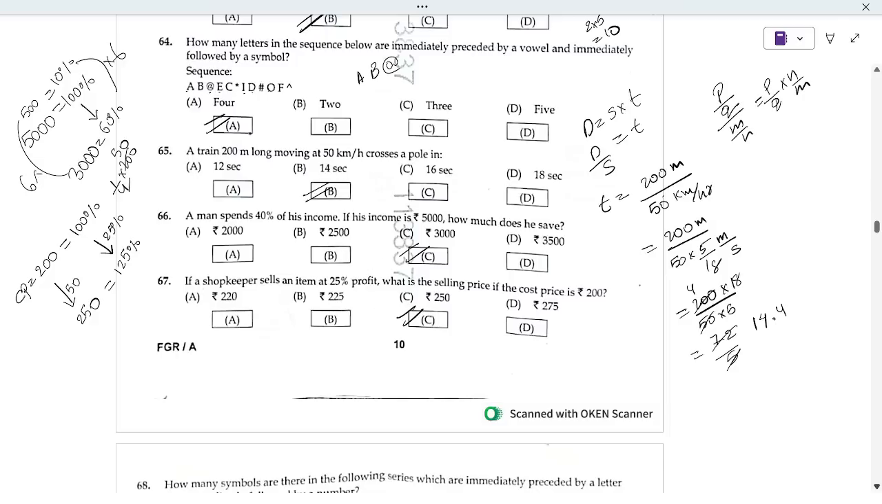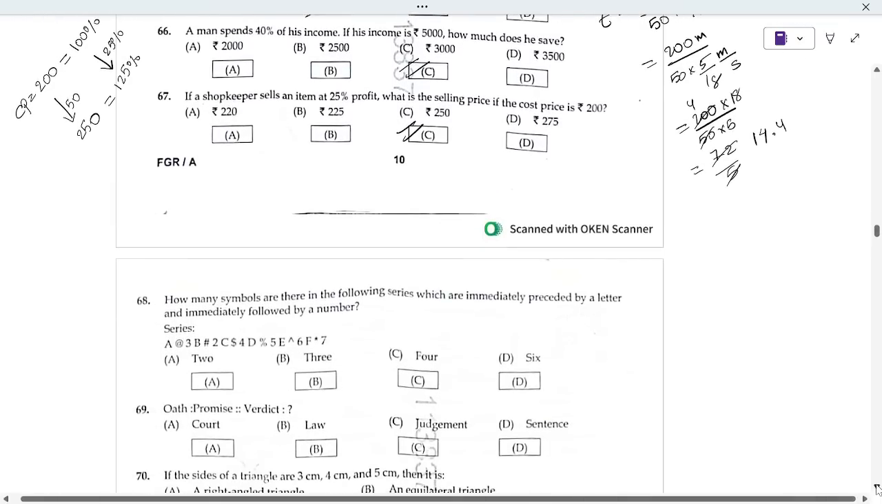I repeat, 100% is 200 rupees, the purchase price. He will sell at 25% profit. So 25% is nothing but the fraction 1 by 4, or you can divide 25 by 100 and you will get 1 by 4. 1 by 4 into 200 rupees gives 50 rupees. That means he gets that much profit. That means he sells at 250. That's it. Next, question number 68.